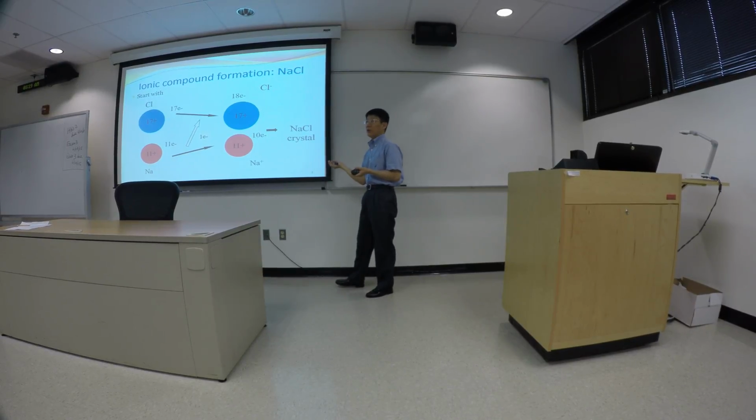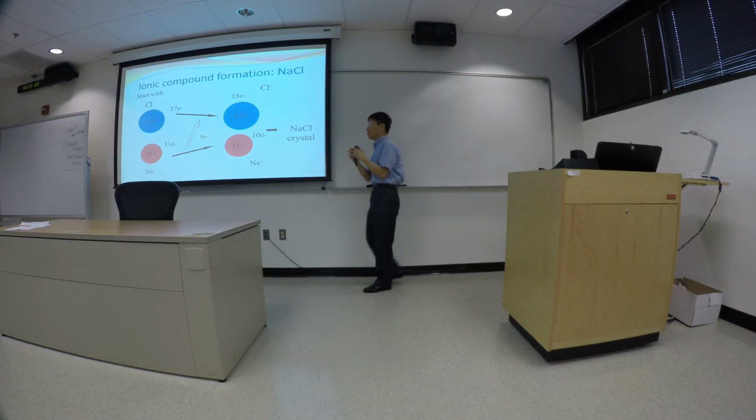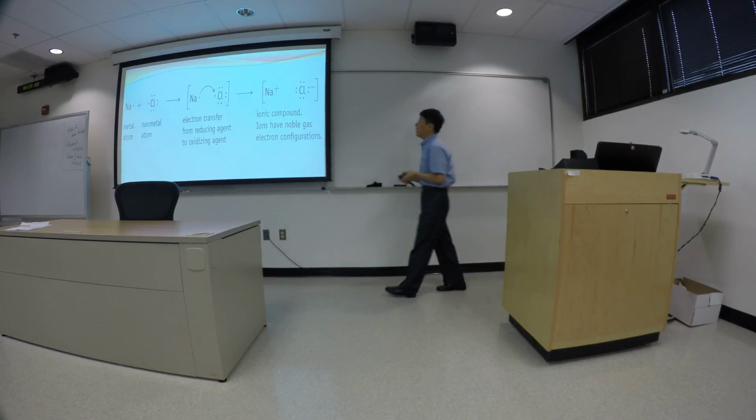Sugar, on the other hand, if you dissolve sugar in water, carbon 6, hydrogen 12, oxygen 6, they will cluster together. They do not separate from one another. They do not bear charge. As a result, the sugar solution, sugar dissolved in water, if you don't have anything else, will not conduct electricity. Okay, so this is the ionic compound formation.